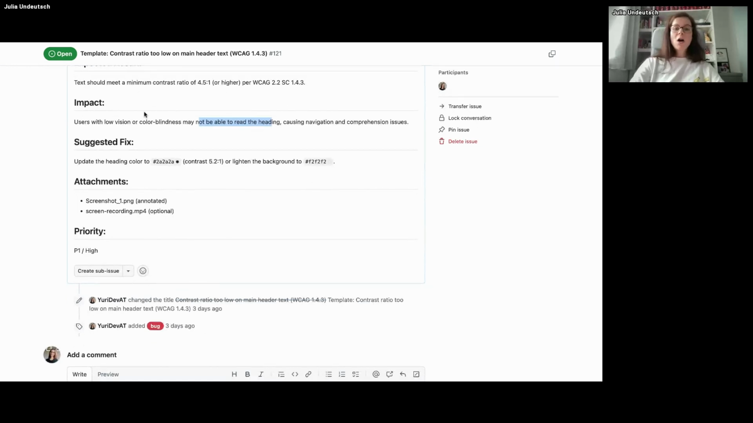And then also how they could update it. If there is no design system available, then you can suggest a color and also say why it's good, like the contrast is then 5.2 to 1. So this would be great.